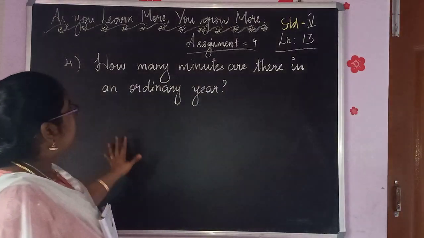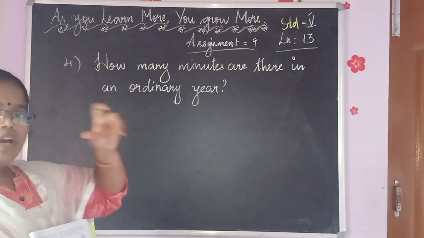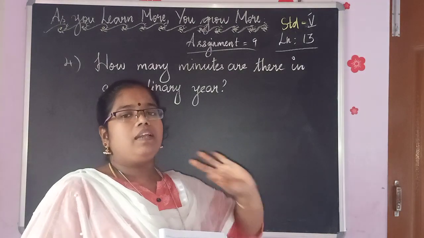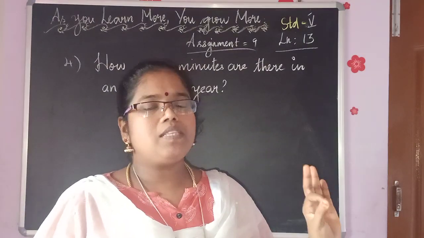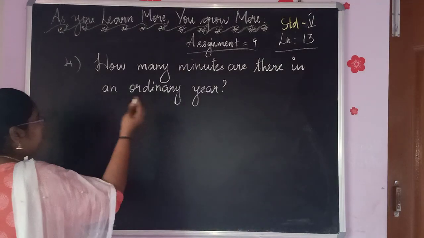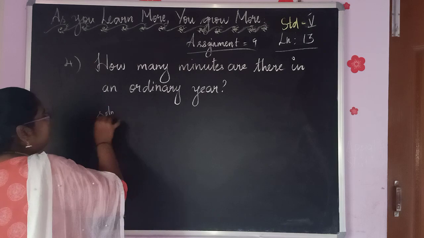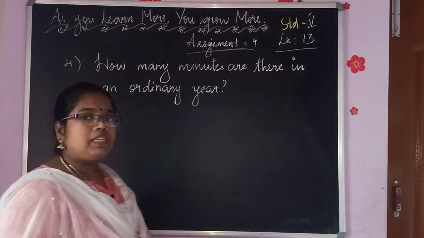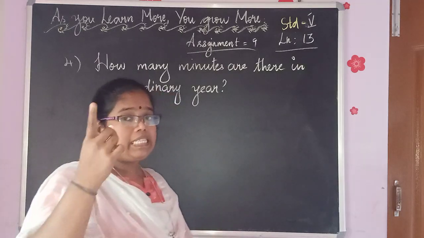How many minutes are there in an ordinary year? Okay? They have asked how many minutes are there in one year. See, listen, 1 year has how many minutes is the question. First we need to know what we mean by an ordinary year. What is the difference between an ordinary year and a leap year? An ordinary year has 365 days. A leap year will have 366 days.